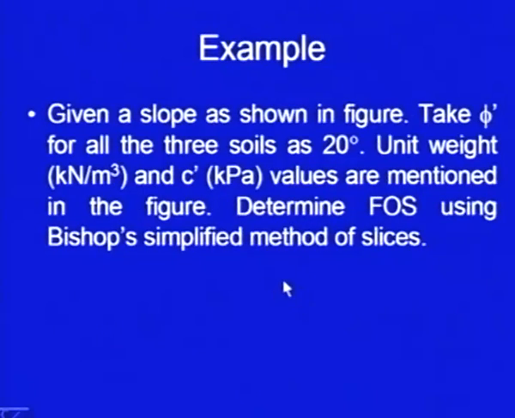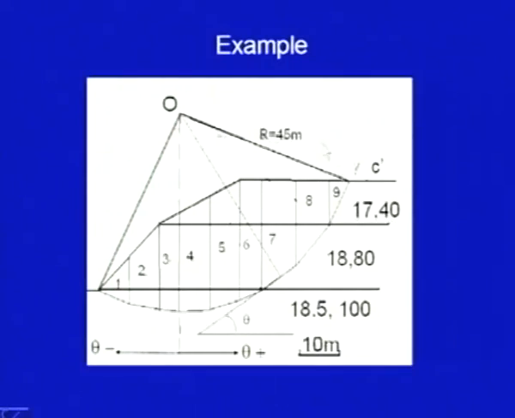Let us take an example to demonstrate this method. It is given here, a slope as shown in the figure. Take phi dash for all the three soils as 20 degree. It is the same problem which I have been solving for other methods also. Unit weight and C dash values are mentioned in the figure. Determine the factor of safety using Bishop's simplified method of slices. This was the slope given to us.